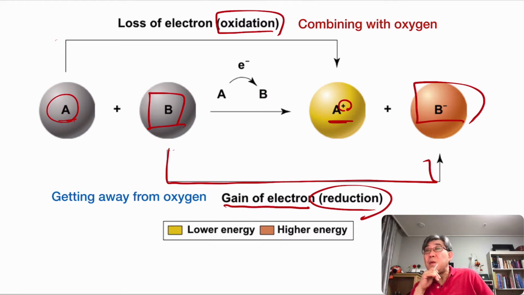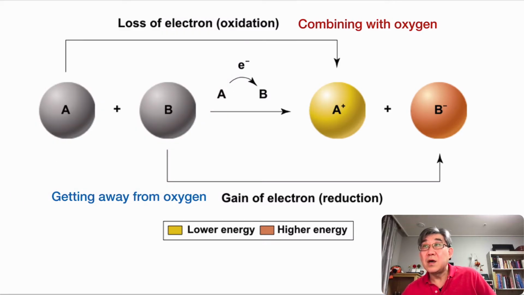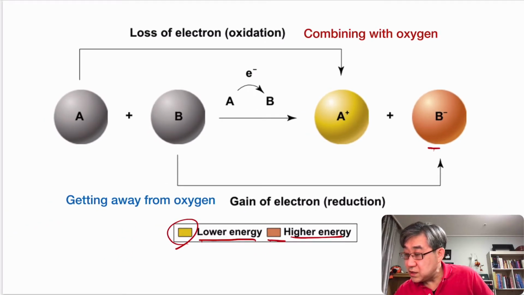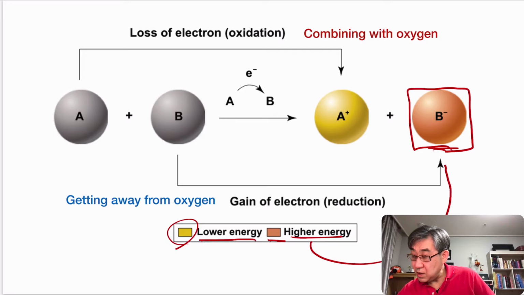Here, to illustrate that point, these molecules have been given different color coding. The yellow color here indicates a lower energy level, whereas the reddish orange represents a higher energy status. Then what you can see is that B, now ionized after picking up an electron, this reduced B has a higher energy level, which means the reduction reaction is the one that actually gained energy.